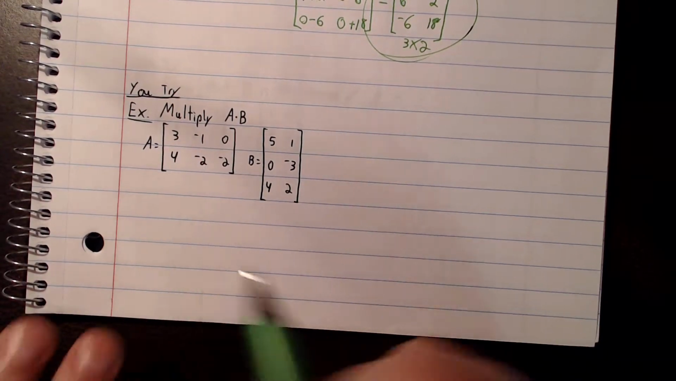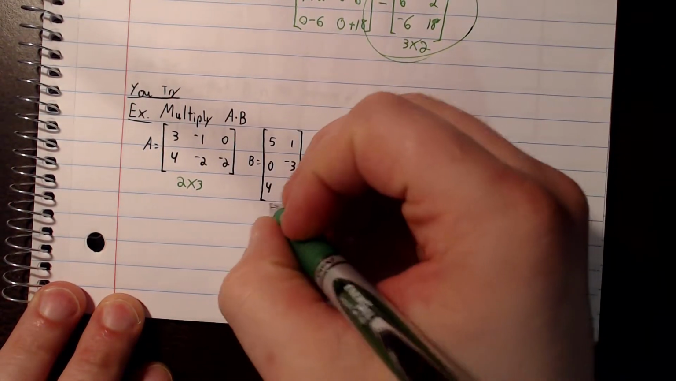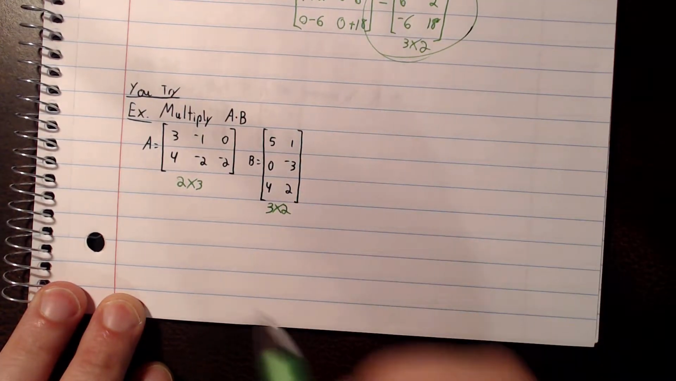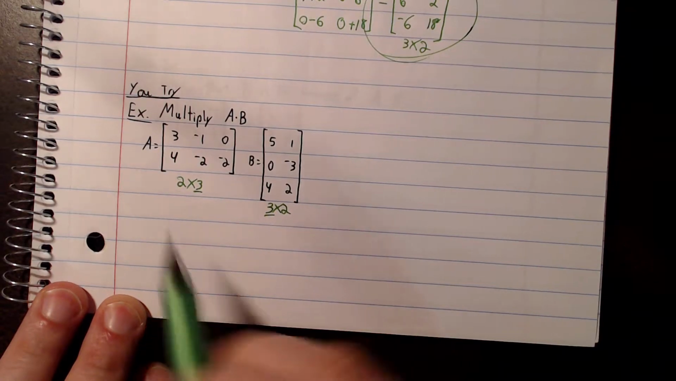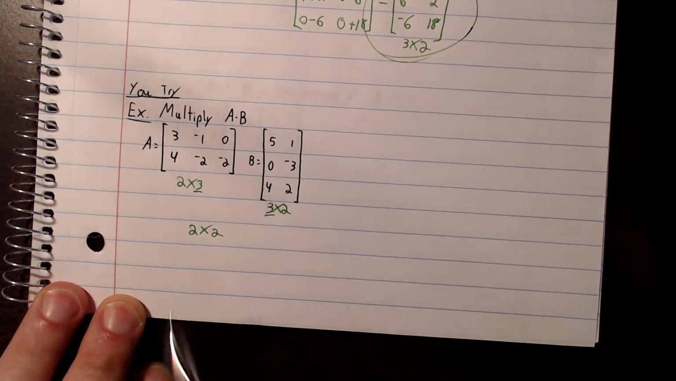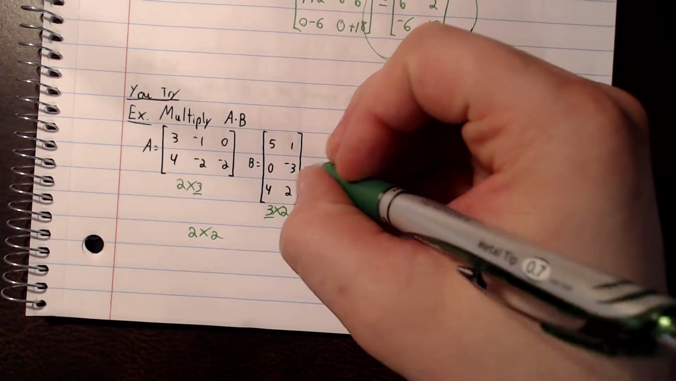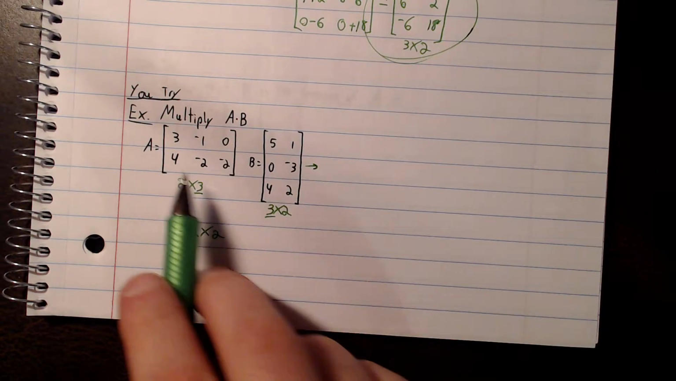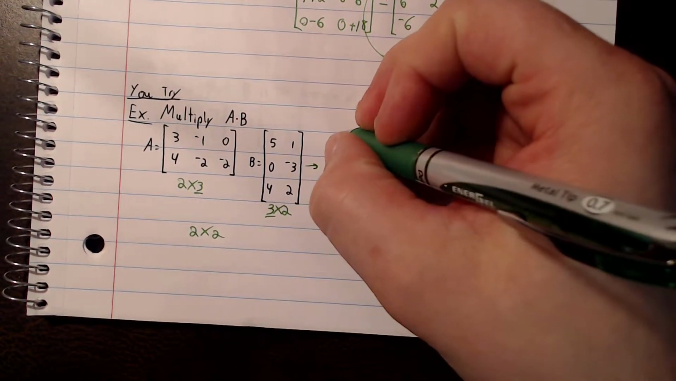First of all, matrix A is 2 by 3 and B is 3 by 2. So as long as these match, which they do, we're getting a resulting matrix of 2 by 2. So this is going to end up being smaller than both of these. It's kind of neat to think about. You're starting off with two larger matrices and you're going to end up with a smaller one. Let's see what this looks like though.